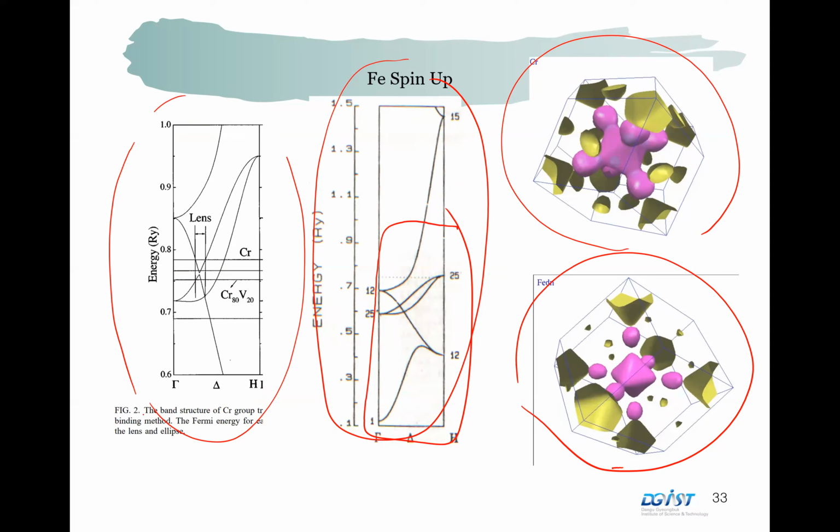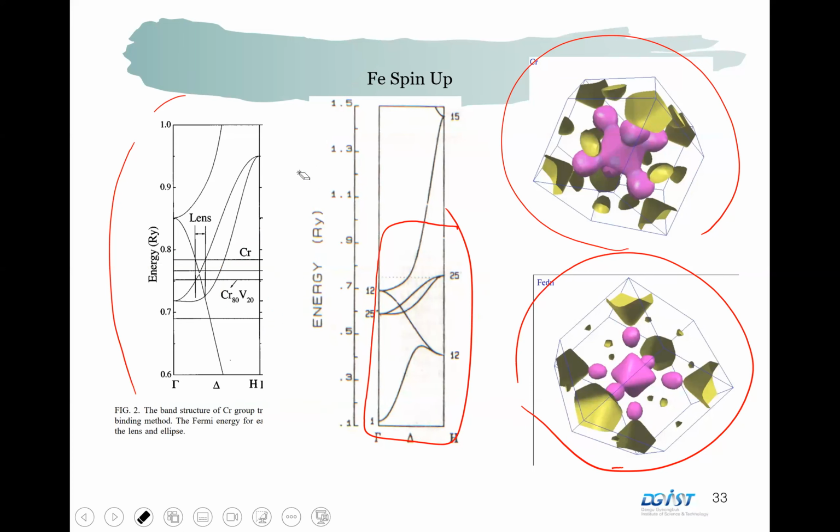I made some alloy from the chromium, put some vanadium, because the number of electrons of vanadium is smaller than chromium. So alloying means we can reduce the electrons. So the Fermi level is decreased in this way. As you see here, the similarity of the chromium and the iron is more serious when we put more vanadium.